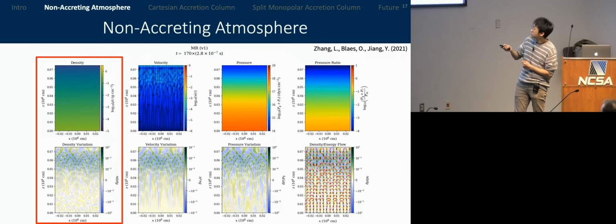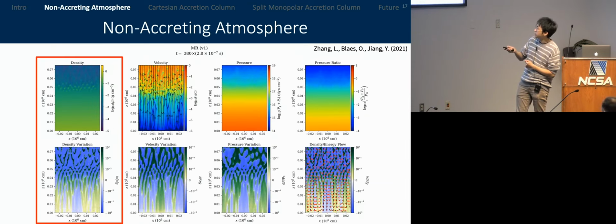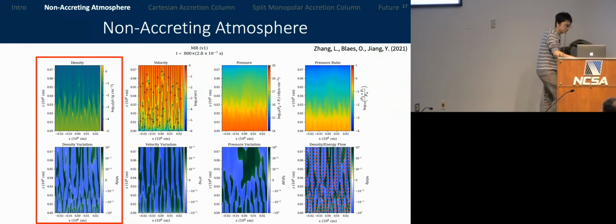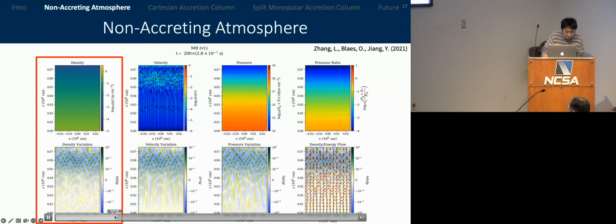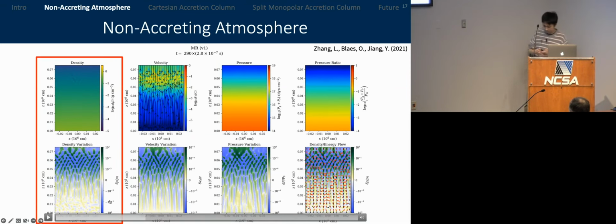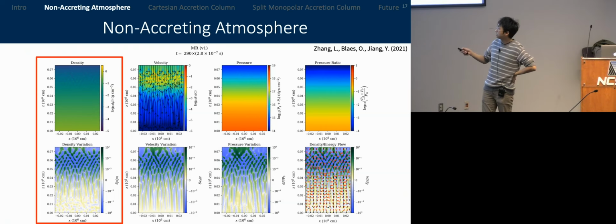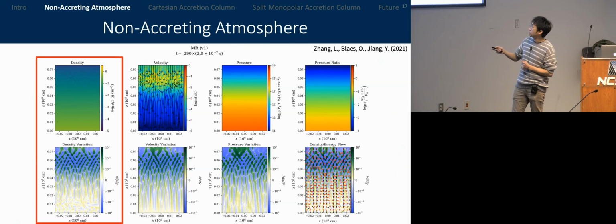So you see there's a pattern forming like this. That is a typical pattern. I should stop over there. Let me see, how can I do this? OK, here. So this is a very typical pattern of the photon bubble instability. I'll explain that later. And after this forms, you see the density profile start to be perturbed.